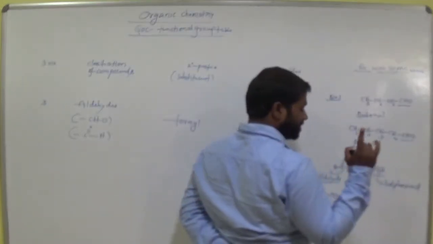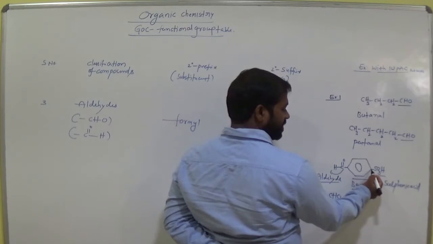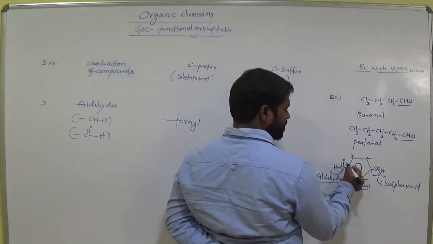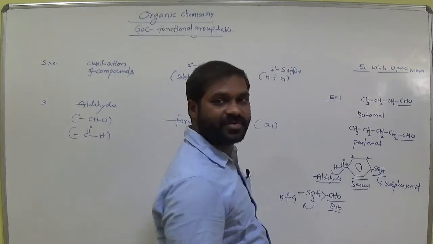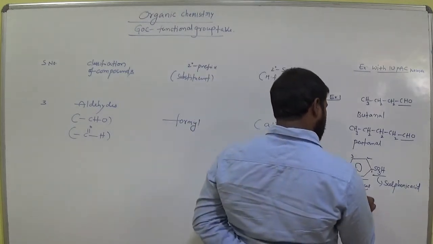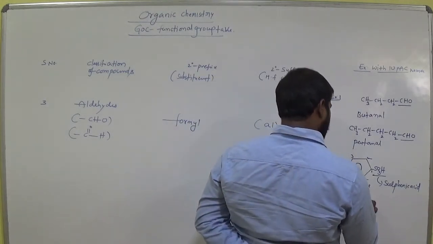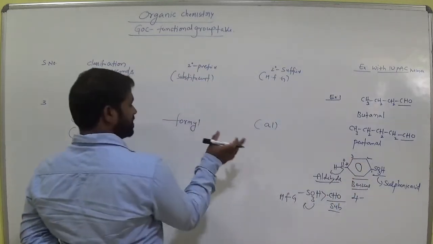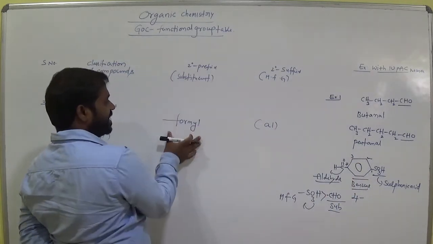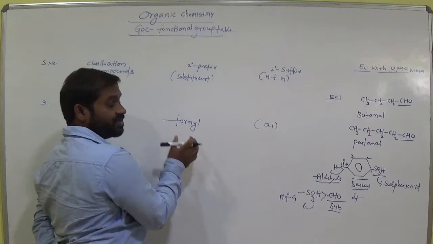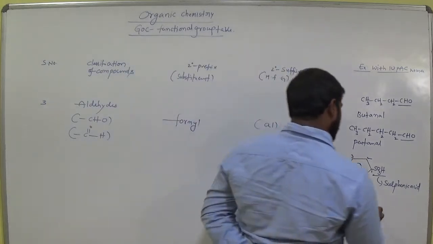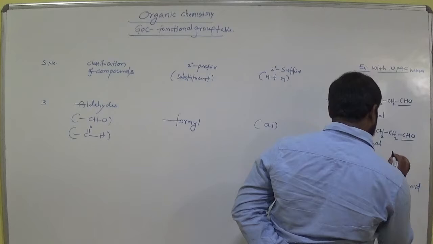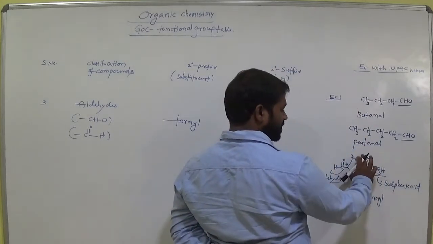So we need to give the numbering here. This carbon gets first priority, and this is second, this is third, and this is fourth. So now the IUPAC name of this compound: at the fourth carbon we have the substituent, that is aldehyde. Aldehyde as secondary prefix, as substituent, what we have to write? Formyl. That means 4-formyl.